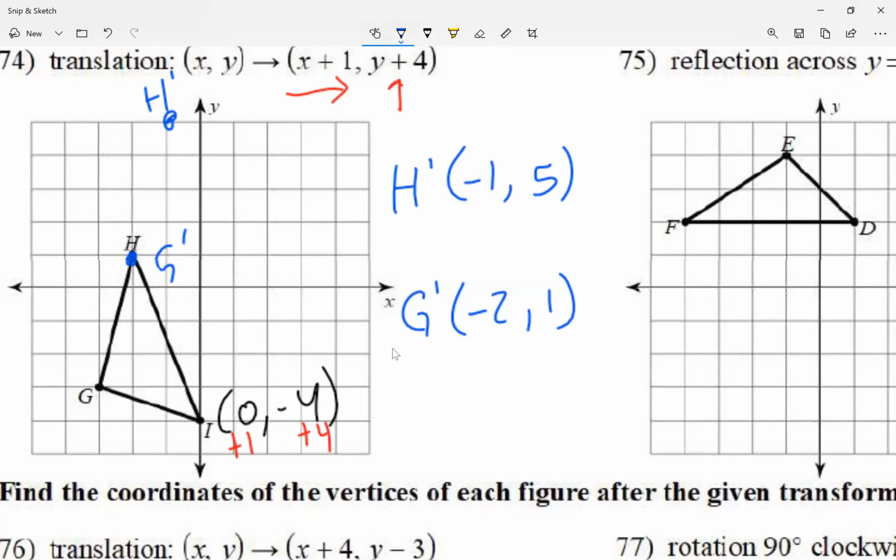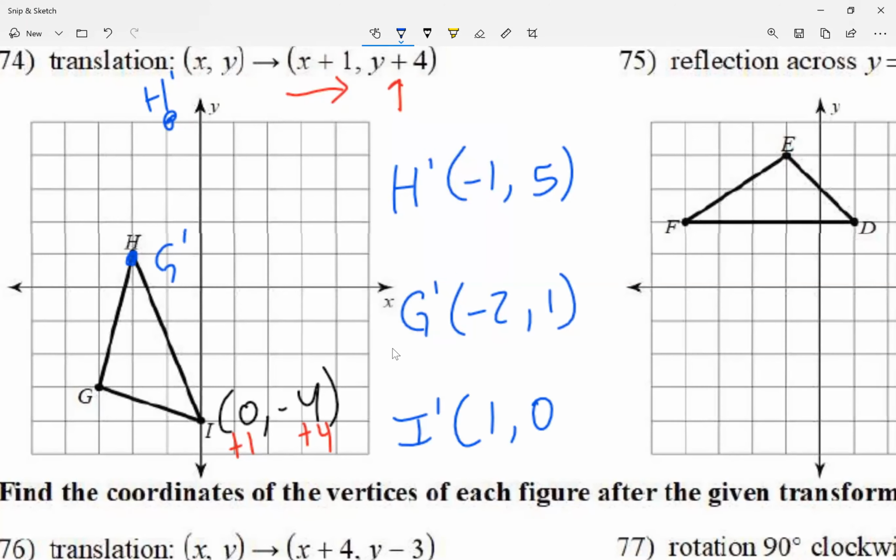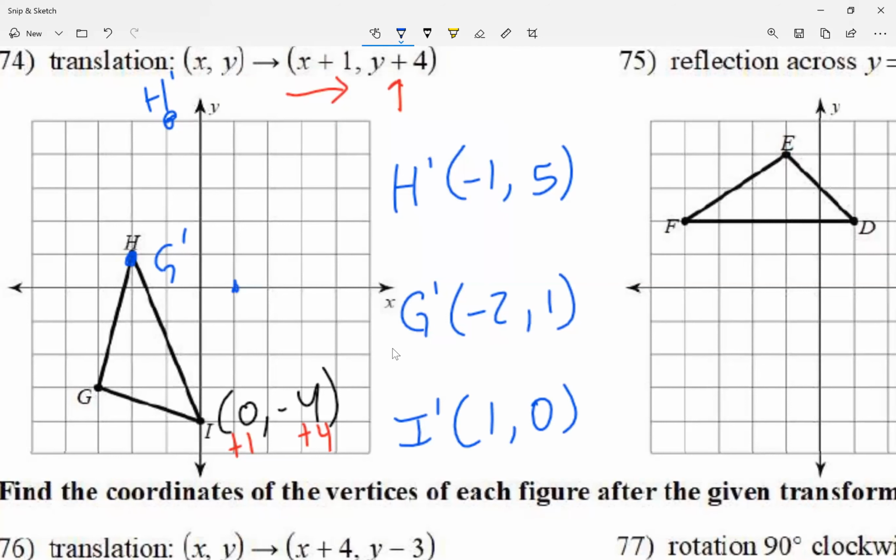So that's going to give me that I prime is 1, 0. I can do it mathematically. I can add 1 to the x, and I can add 4 to the y. So it gives me 1, 0. So I can either do it mathematically or just follow the point: 1 to the right and 4 up. If I do 1 to the right, 4 up, it's right there, which you guys can see is 1, 0.